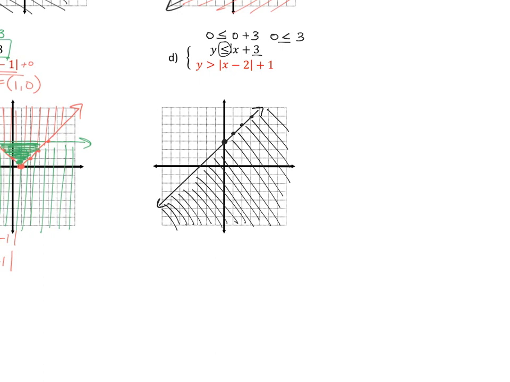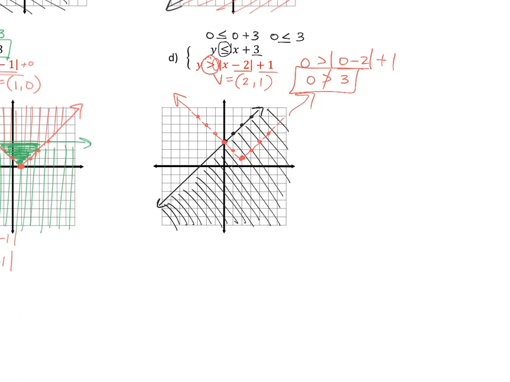Okay, and then this red line, my vertex, is the opposite of what it looks like here. So a positive 2, same as what it looks like here. So 2, 1 is my vertex, and my slope is 1. Okay, so up 1 over 1 on both directions. Okay, notice there is no bar here, so this is a dotted line. And then if we plug in 0, 0, 0 is greater than the absolute value of 0 minus 2 plus 1. So 0 is greater than 2 plus 1, or 3, which is not true.